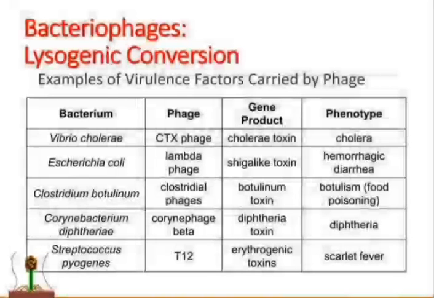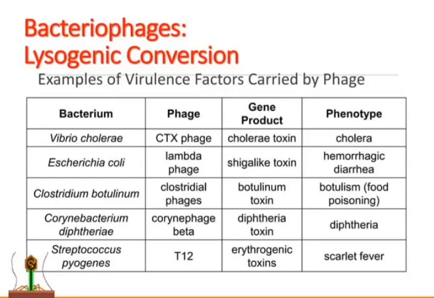Bacterium, phage, gene product and the phenotype. Let us see the virulence factors carried by the phage. Vibrio cholerae, their phage is CTX phage, cholera toxin, which comes under the phenotype cholera. Escherichia coli, lambda phage, Shiga toxin, hemorrhagic diarrhea. Clostridium botulinum, clostridial phages, botulinum toxin and botulism. They are used in the phenotype of food poisoning.